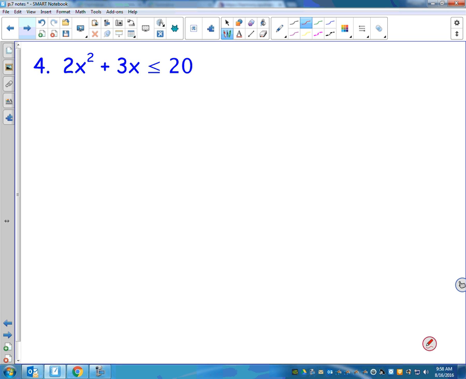If I'm going to factor this or do the quadratic formula, what should I do first? Yeah, move that over so it's equal to 0. So I'm going to have 2x squared plus 3x minus 20. Move that over. And I'm going to go ahead and change it to an equal sign so that I don't think about just moving that in the equality sign down.